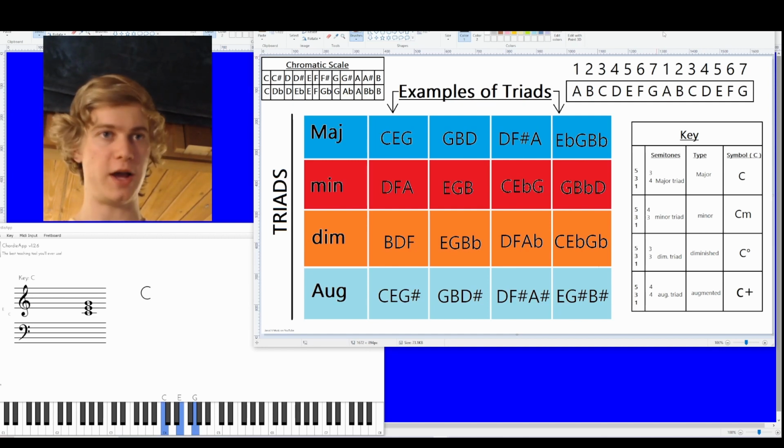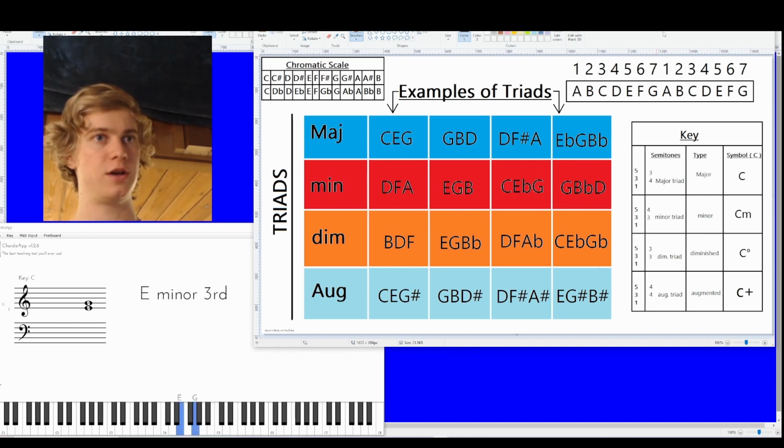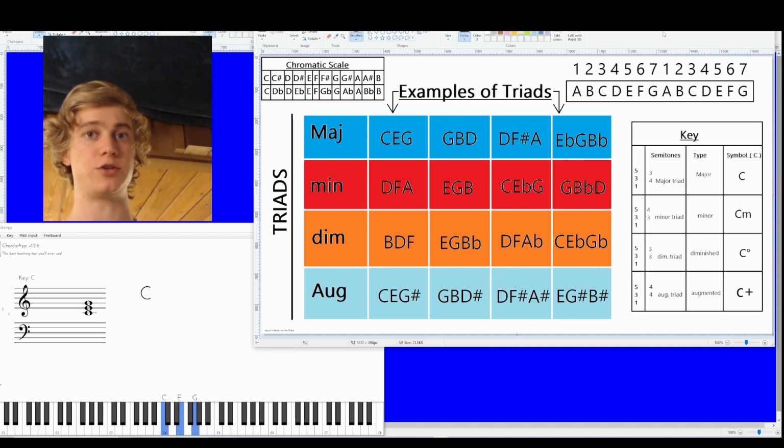It's called a triad because it has a third, and then it has another third, and they're played together, or in other words, people often say that they're stacked on top of each other. If you look on the left side and you see the sheet music, you see the notes are stacked on top of each other, making that C major chord.